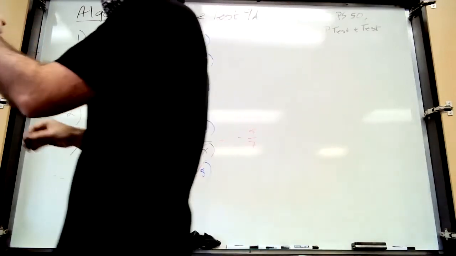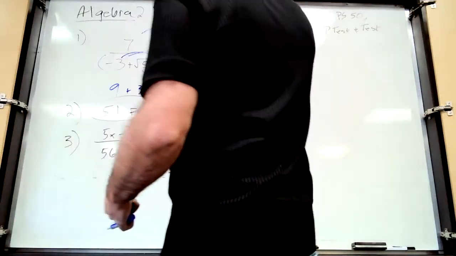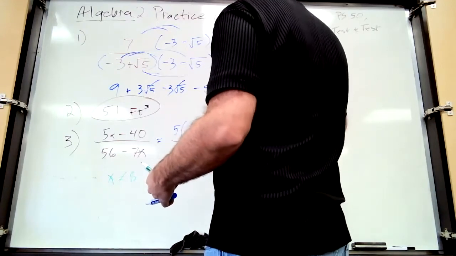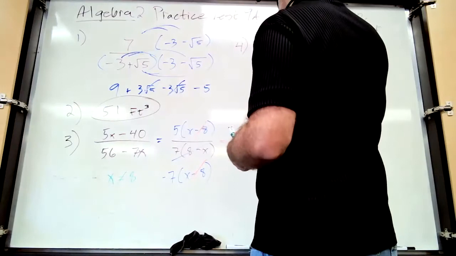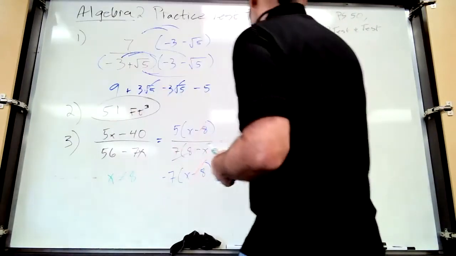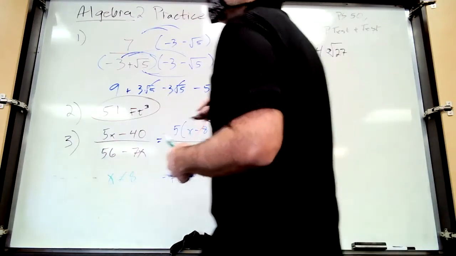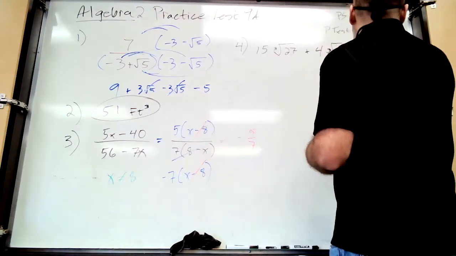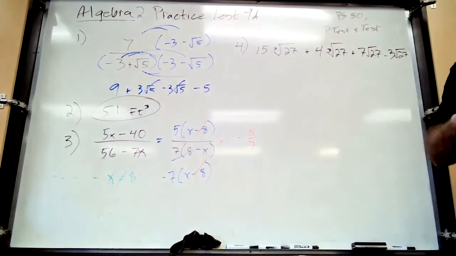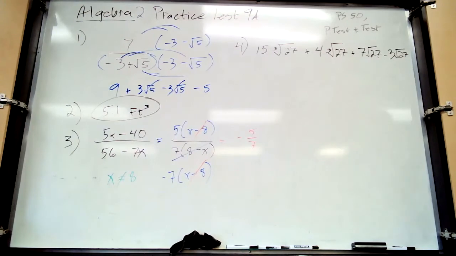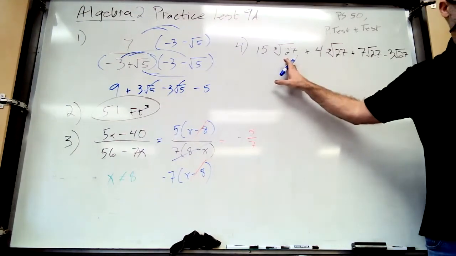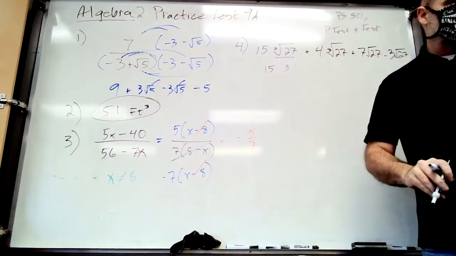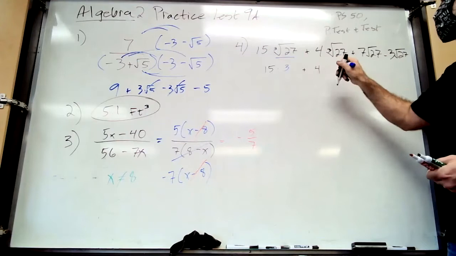All right, number 4. Let me write it out, and then we'll just tackle each term one at a time. See if we can simplify it or reduce the radical at least. Okay. Let's start with the easy stuff. This is actually a nice number. What's the cube root of 27? That's 3, right? So this is just 15 times 3. Here is 4 times 3.